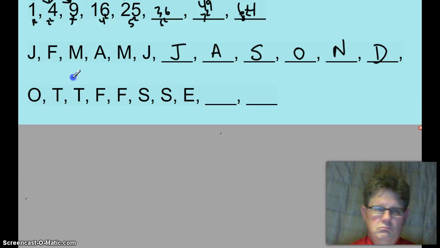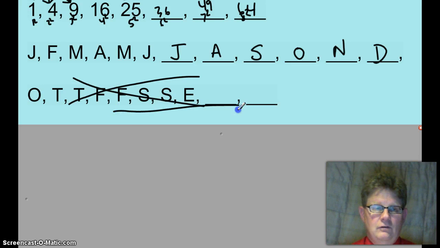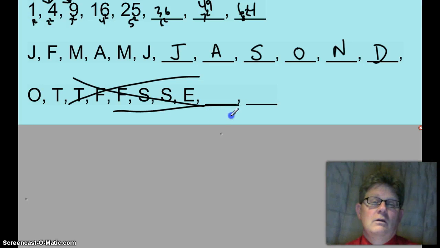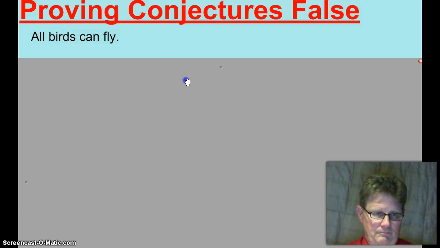Oh, and this one, I want to do this one in class with you guys, because that one I really enjoy. So that's finding a pattern, making a conjecture, and then making the next statements there, what you think the next numbers or letters will be. Alright, let's move on. Proving conjectures are false.